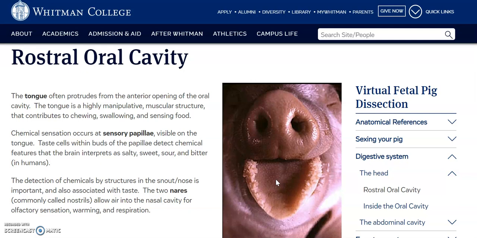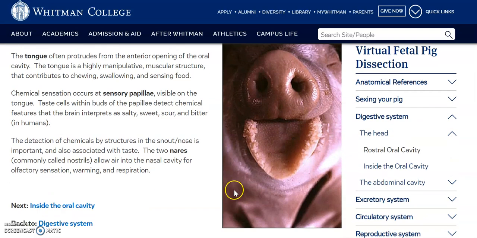Now, when you are in front of food, you can also smell it. Smelling it is through your nostrils. They can also be called nares, but the nostrils are just the two holes in your nose that allow air into your nasal cavity to help with olfactory, which means smelling sensation, and breathing.